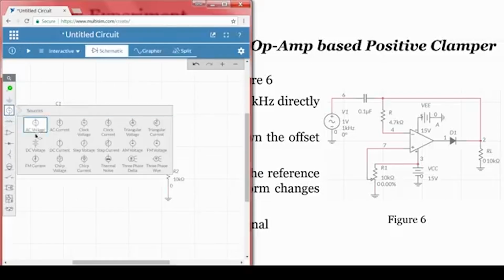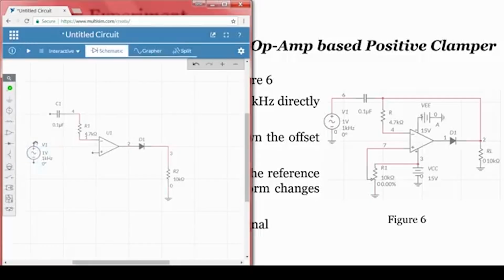We have to connect the input voltage to the capacitor C1. I will take a peak-to-peak value of 5 volts, so I will select the peak value as 2.5 volts, and the other terminal of the power supply has to be connected to the ground. I will take a ground and connect it now. In this case we have to provide a reference signal to the non-inverting terminal, and we should always have negative feedback. So I will connect this to this terminal and to this.